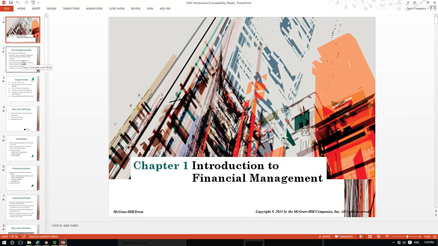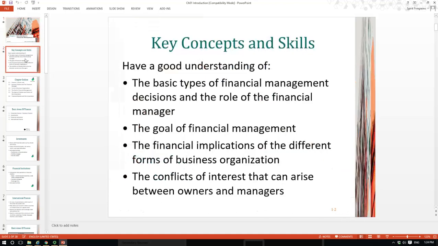Okay. Now, let's take a look at what we need to learn for the very first chapter of this book, and that is the Introduction to Financial Management. In this chapter, we have 4 major issues to discuss. The first one is basic types of financial management decisions. So we're going to look at what a typical finance person needs to deal with in the workplace on a daily basis, and what the role of a financial manager is.